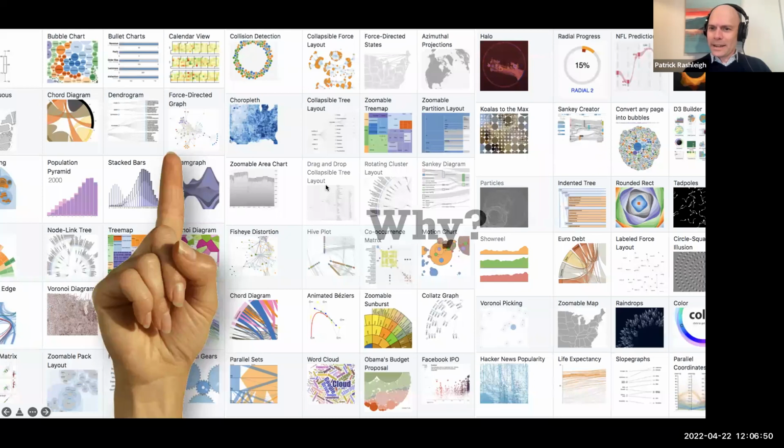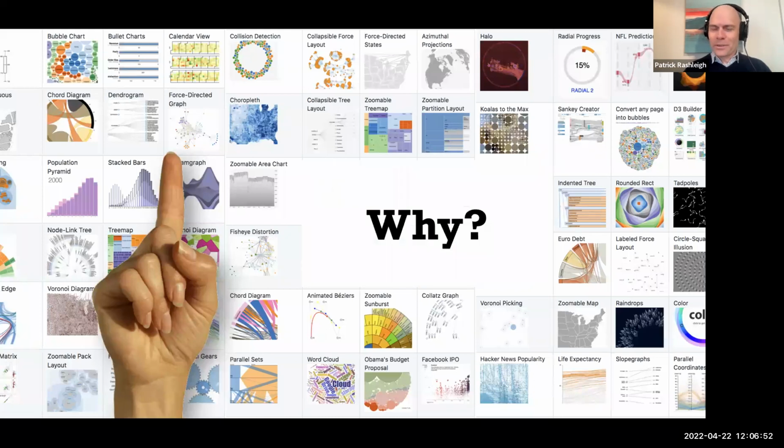So let's begin here, and we're going to put the chat window through its first set of paces. Why do we visualize? We have language, we have numbers. You can write out the numbers. Here's an example. You can see all these examples of visualizations, but why do we visualize? And so put your thoughts into the chat.